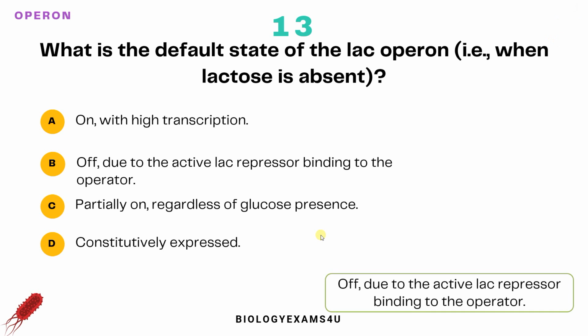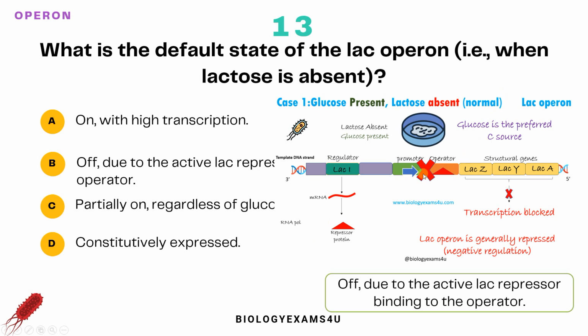Correct answer is off due to the active lac repressor binding to the operator. As you see here, in the presence of glucose and in the absence of lactose, that is a normal condition, this lac repressor protein binds to this operator site, thus preventing the progression of the promoter for the transcription of structural genes. So transcription is blocked, or lac operon is generally repressed in default condition. That's why it is called negative regulation.